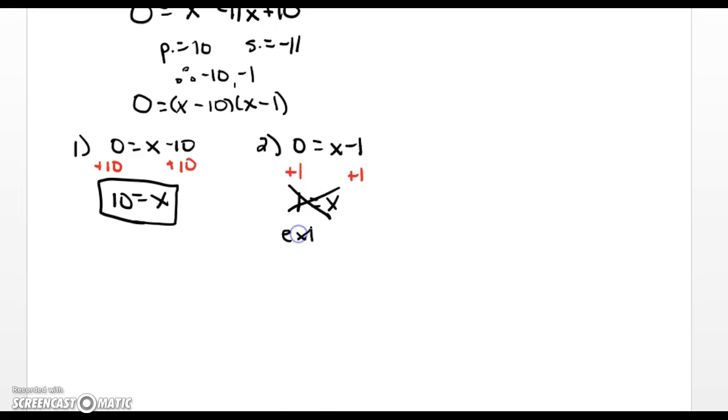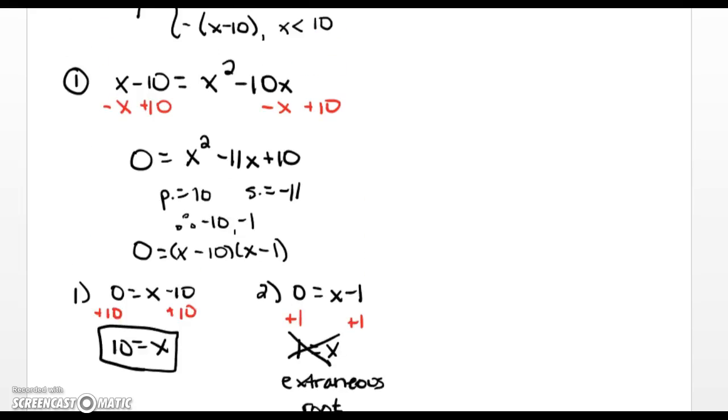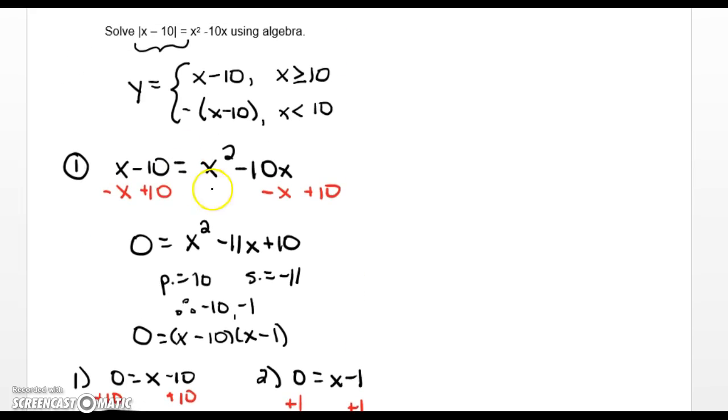So that's called an extraneous root. That did not meet our restrictions. X had to be either equal to or greater than 10. If it was less than, then this solution does not count. When you've done that, we can go back up here and work with the second part of our piecewise function. We're going to do the exact same thing. We're going to set this function equal to x squared minus 10x and solve.